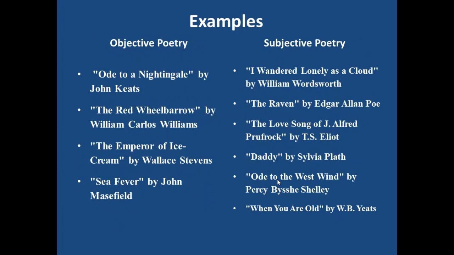Ode to a Nightingale, written by John Keats, one of the most popular poems. The Red Wheelbarrow, written by William Carlos Williams. The Emperor of Ice Cream by Wallace Stevens. The next poem, Sea Fever by John Masefield. These are some of the examples of objective poetry. Now come to the subjective poetry examples.